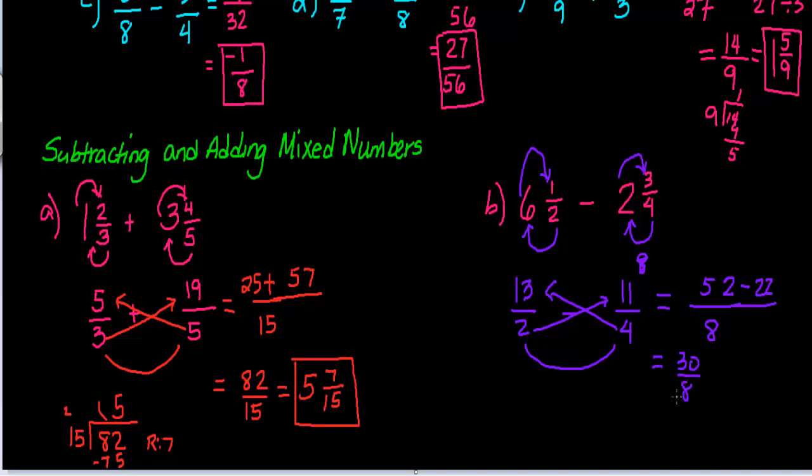This is an improper fraction again, so I need to divide. 8 fits into 30 3 times. That gives you 24. You subtract, you have a remainder of 6. So that means that this is equal to the quotient, which is 3. The numerator is your remainder, and your denominator is 8, which is the divisor. And I can reduce 6 and 8. I can divide the numerator by 2 and the denominator by 2. So that will give you 3 and 3 over 4.